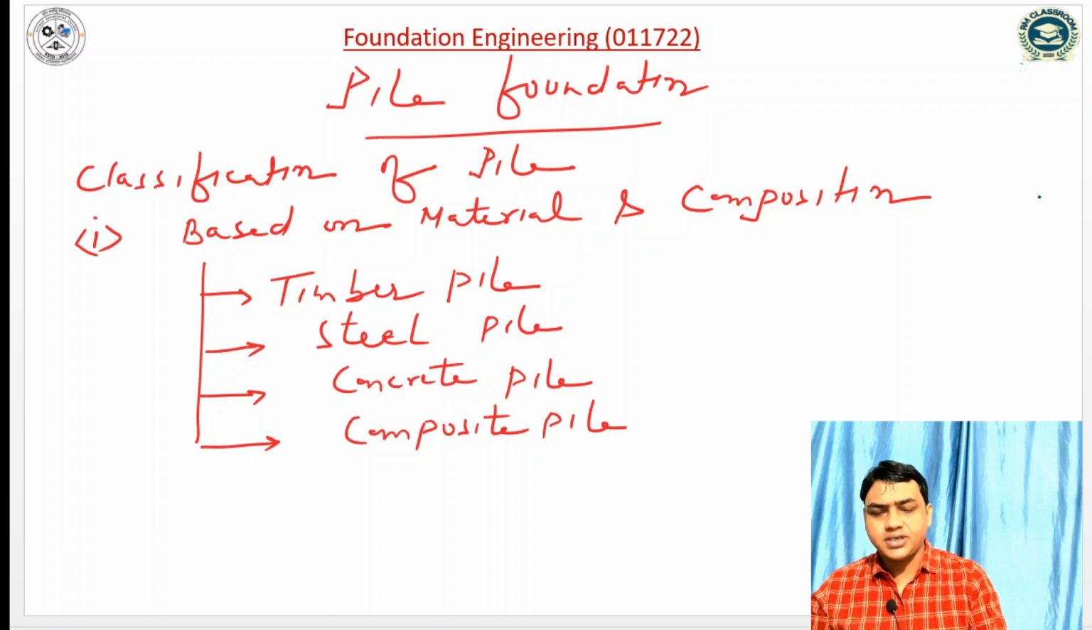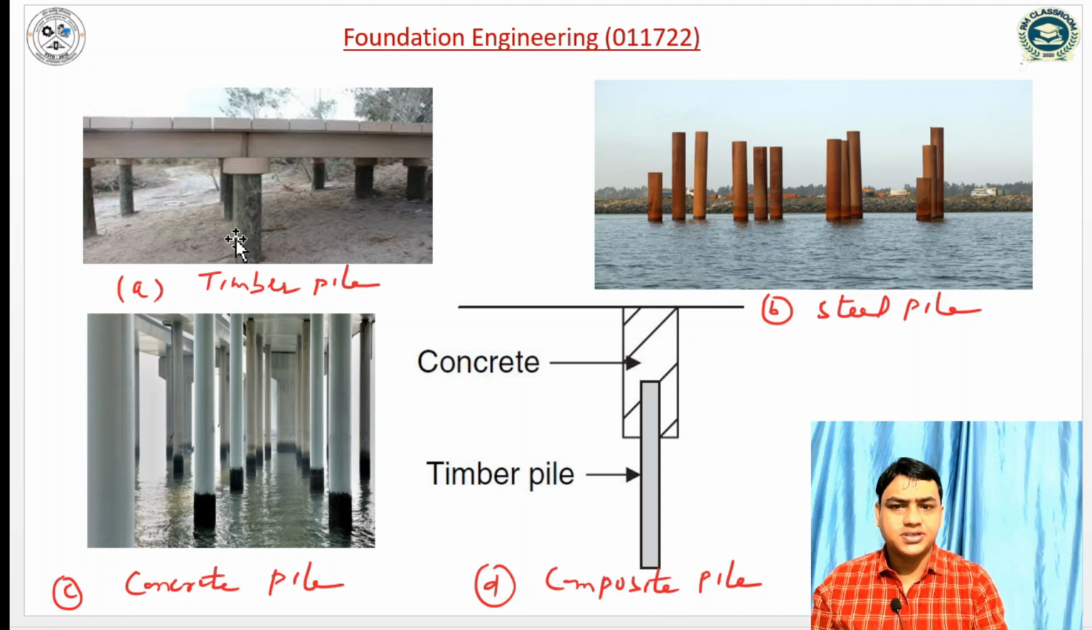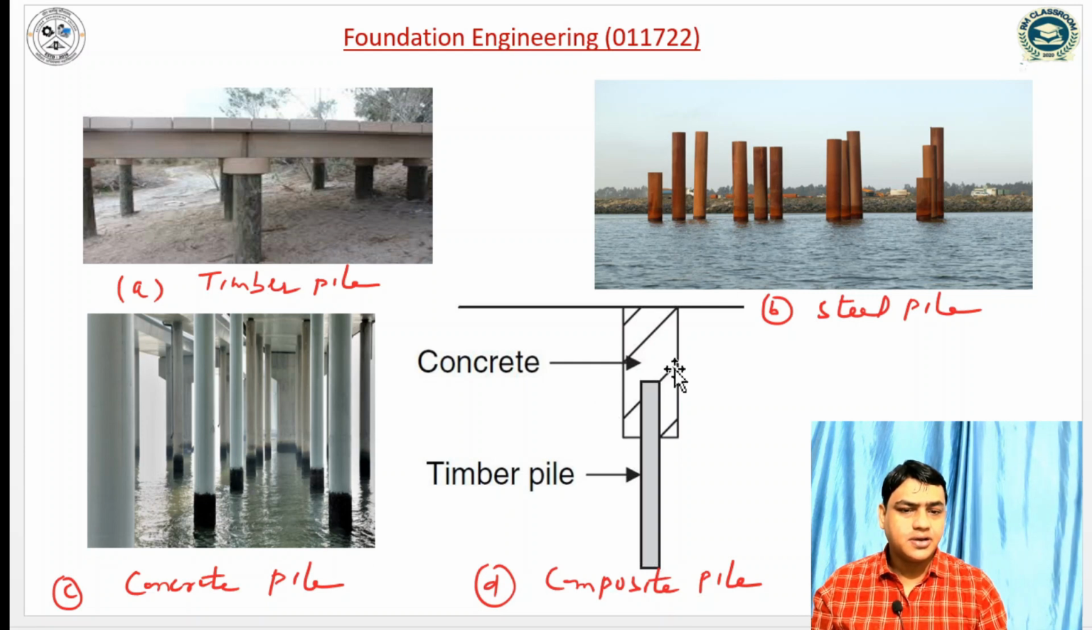These are the various types of pile foundation. We can see that this is the timber pile used in a bridge, and the second one is the steel pile and concrete pile, and this is the composite pile. We can see that it is made up of concrete and timber, so that is why it is called composite pile.